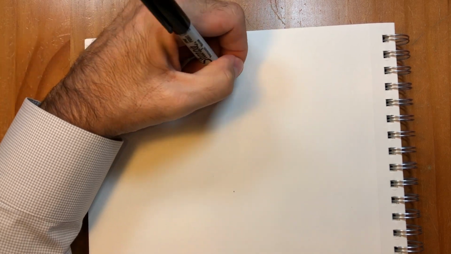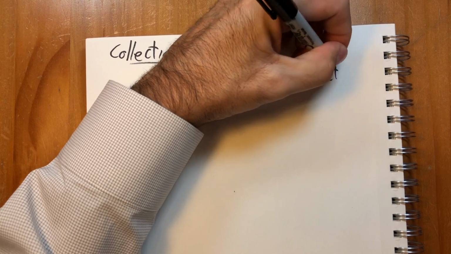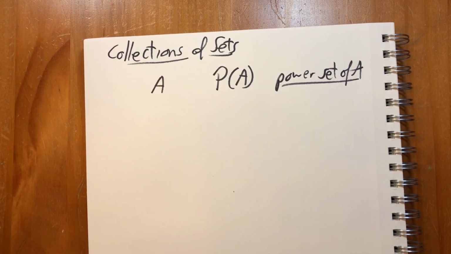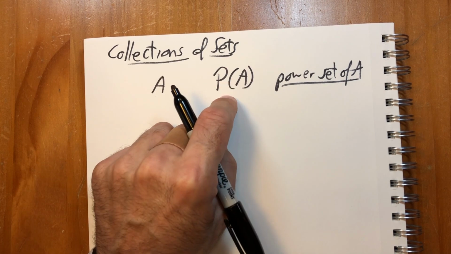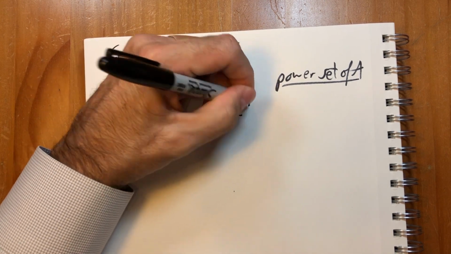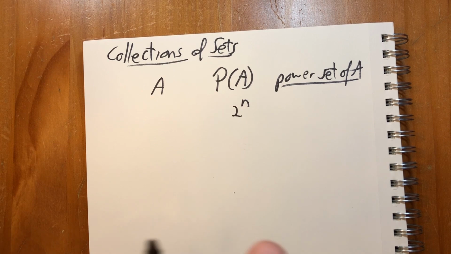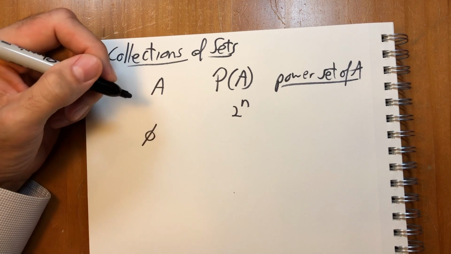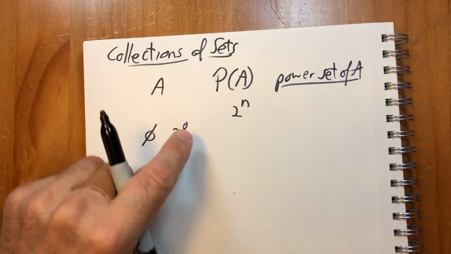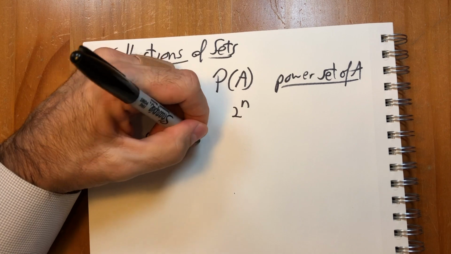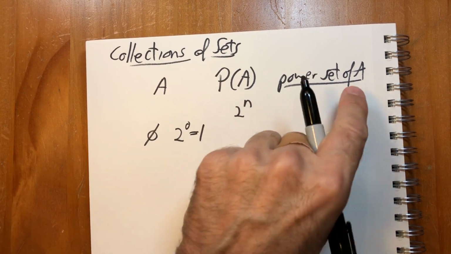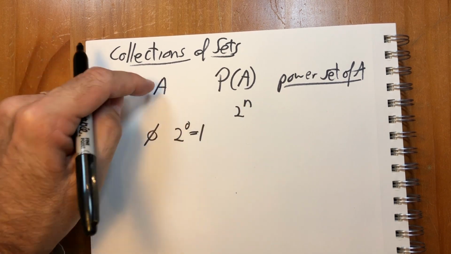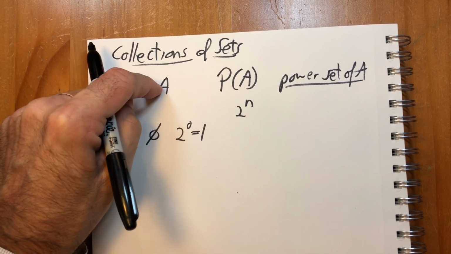And this is sometimes denoted this way, and it's called the power set of A. And it's called the power set because if A has n elements, then the power set has 2 to the n elements, including the empty set and the set A itself. So we can just test that with a couple of examples. The empty set has 2 to the 0, right? There's no elements in it, and that equals 1. So the power set has 1, namely the empty set. So remember, the power set is every subset of A, including the empty set and the set itself.